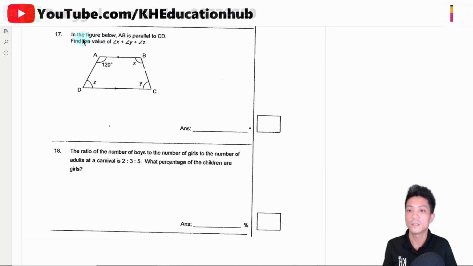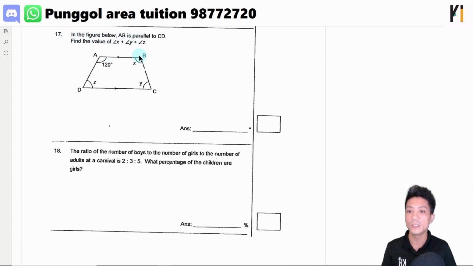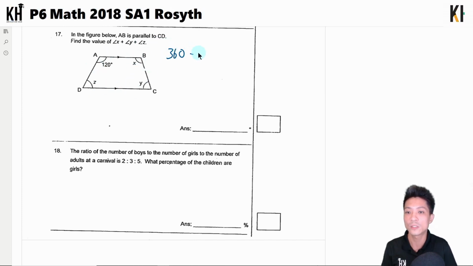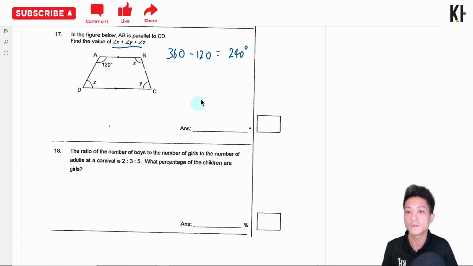Question 17. In the figure below, AB is parallel to CD. Find the value of angle X plus Y plus Z. So the total angles in a 4-sided figure will be 360, right? So I'm just gonna use 360 minus away the 120. That's gonna give me 240 degrees. So this is the answer for angle X plus Y plus Z.